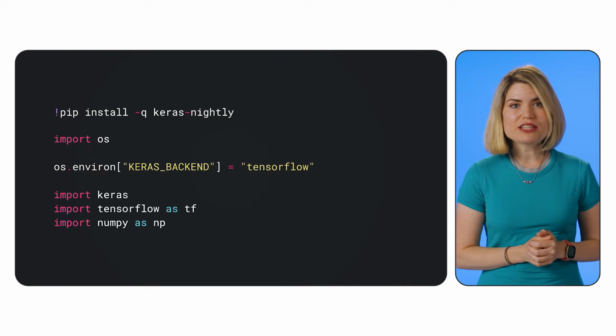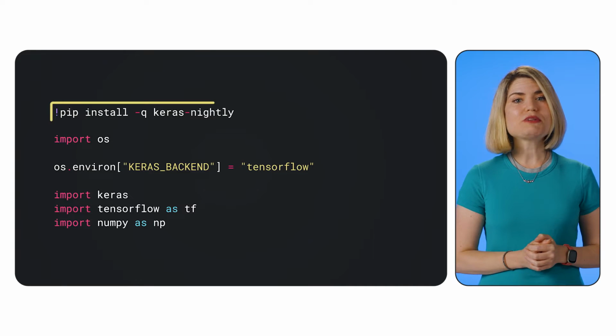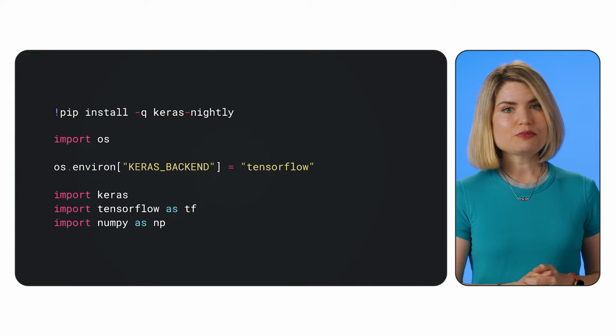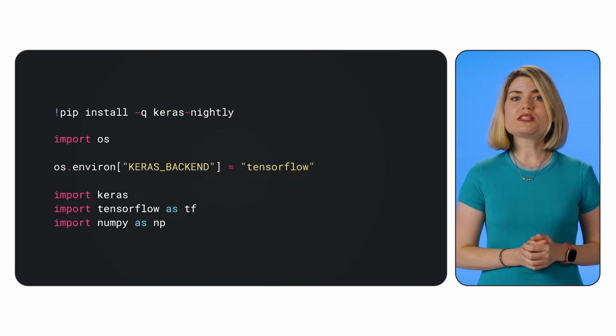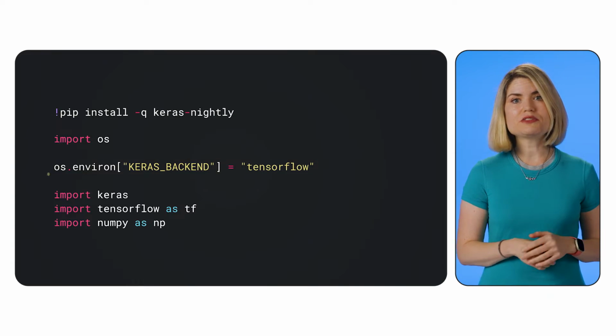First, make sure you have the latest Keras Nightly build installed. You can do this with the simple pip install command, pip install keras-nightly. Next, we need to set our backend. For now, we'll stick with TensorFlow. So set the Keras backend environment variable to TensorFlow. Now, let's import Keras and other necessary libraries.